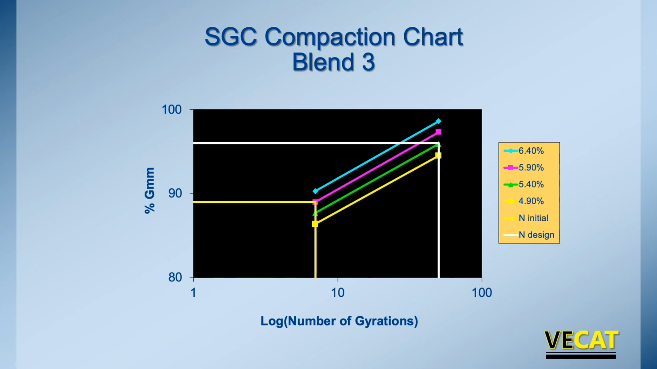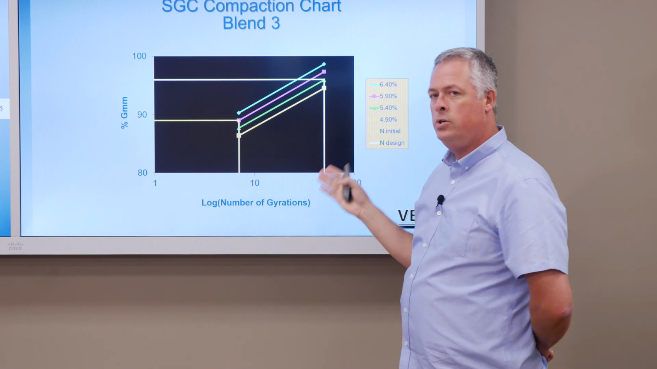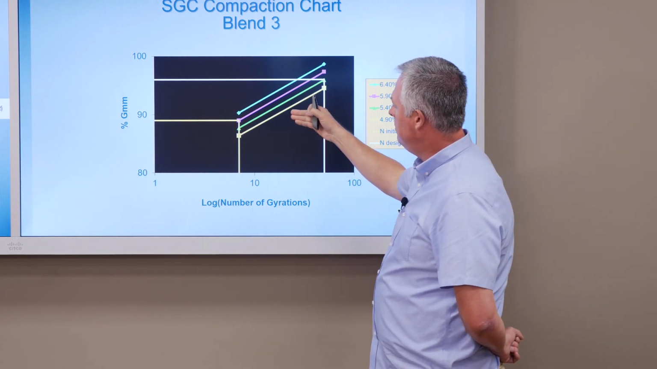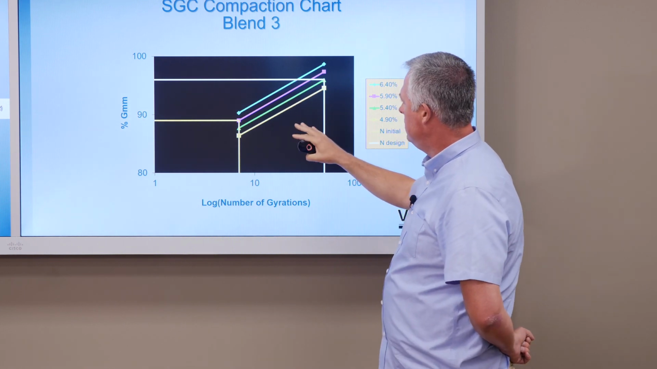So here is what a compaction chart looks like when you're doing a varying AC analysis. If you remember from the trial blends, they were kind of all over the place and over top of each other. Well, these should be parallel to one another because the gradation is not changing. This is one trial blend with 4 different asphalt contents. And as you can see, we steadily pick up in density as we move up in asphalt content. So this makes sense.